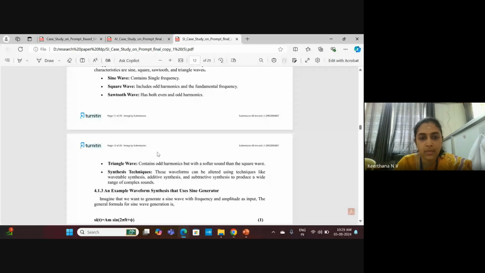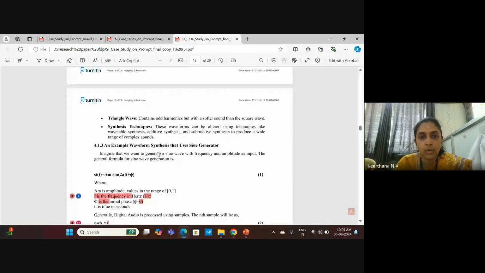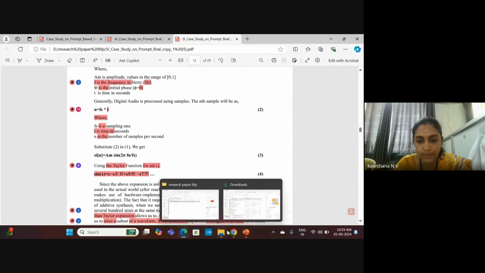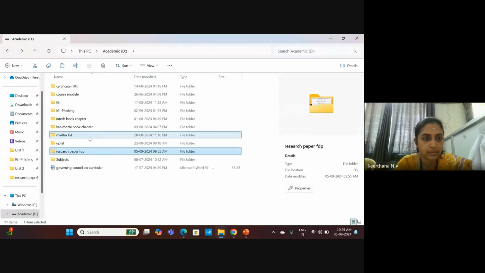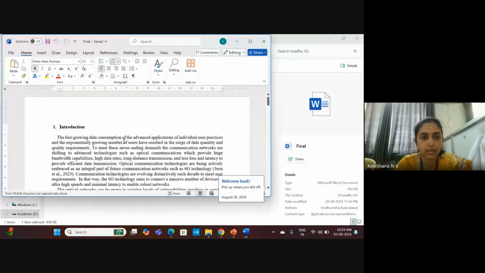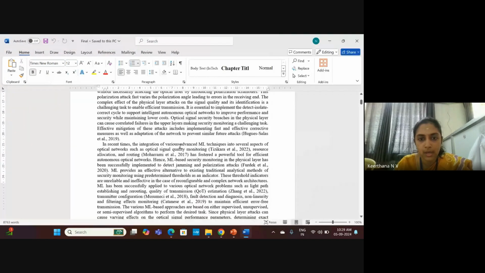And in diagrams, plagiarism is not checked. So don't copy the diagram as it is. If you are copying a diagram from the reference papers, please put references. I will show you another paper for this. So see here.